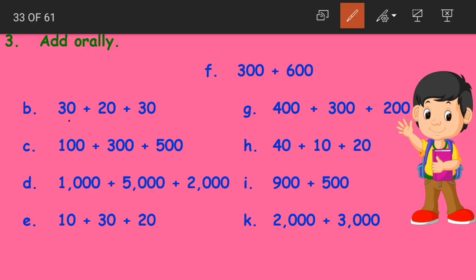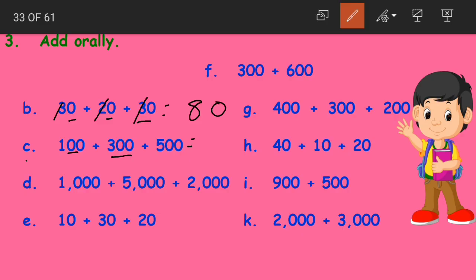Now look at the question here. All the three numbers are having zeros. 1 0. So in the answer we put a 0. 3 plus 2 becomes 5. 5 plus 3 becomes 8. So we wrote 8 before 0. The answer is 80.